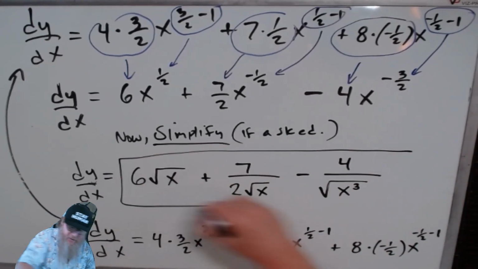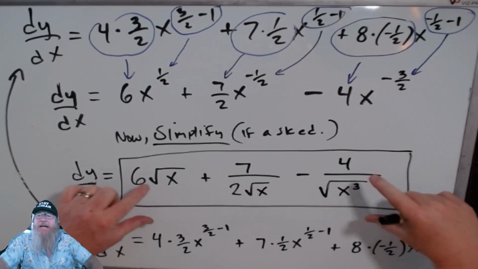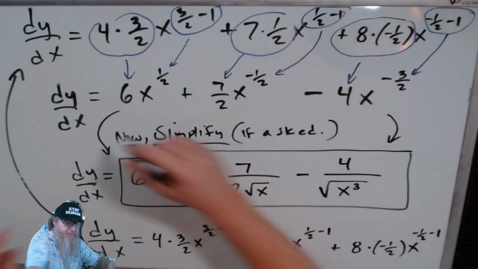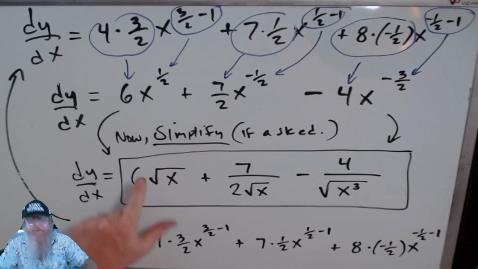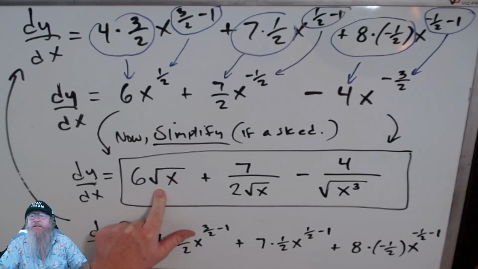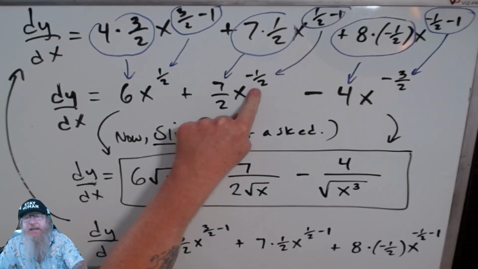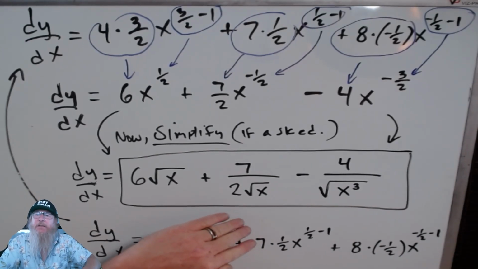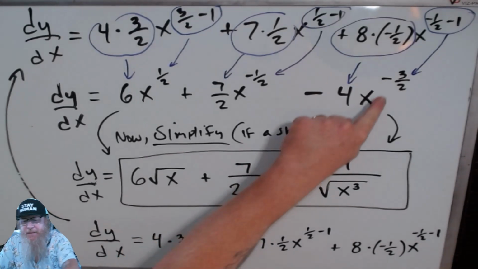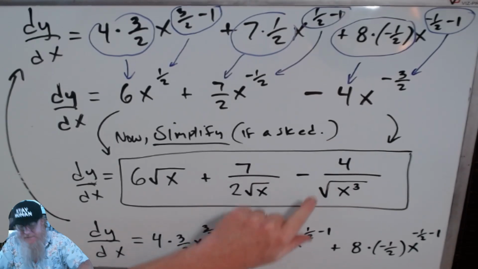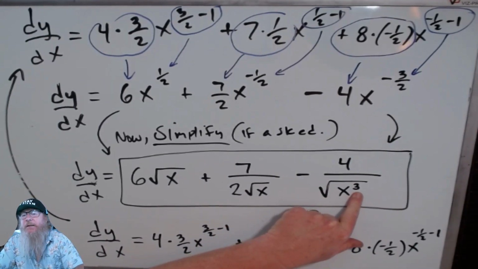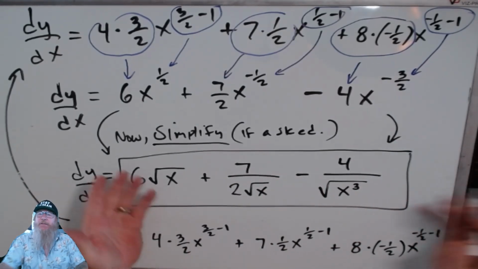So this is your simplified answer. It means the same thing as the previous step. It's just simplified. So x to the 1 half is written as the square root of x. X to the negative 1/2 is the square root of x in the denominator, because the power is negative. And then x to the negative 3/2 is the square root of x cubed, written in the denominator. And so that's your final answer.